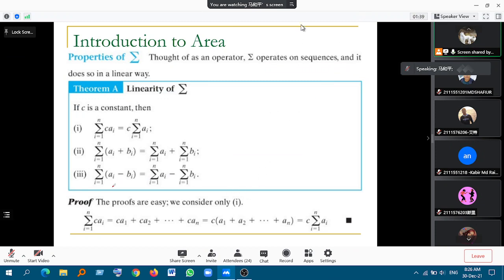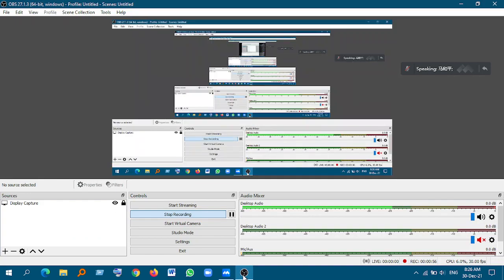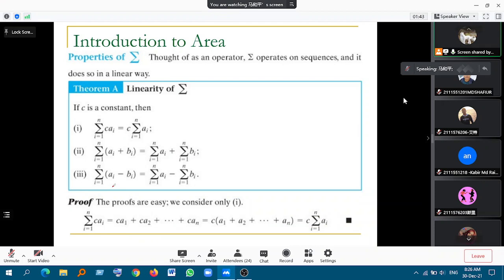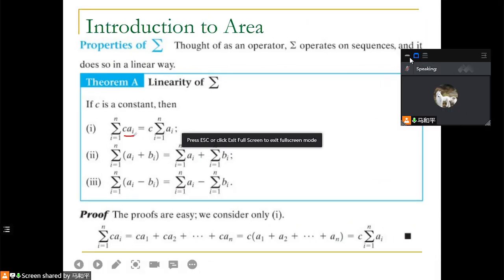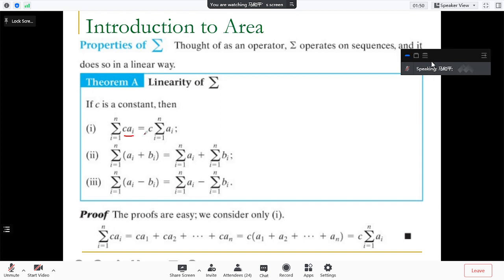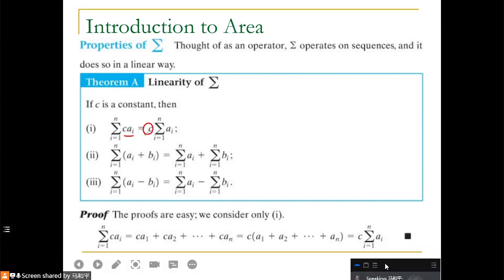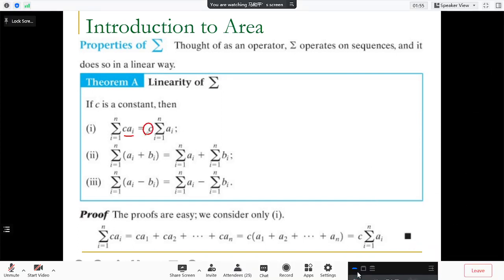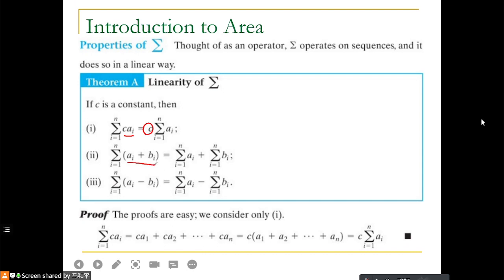Okay, linearity of sigma. c is a constant. Then c a_i, c is a constant, we can write c in the front here. Then sigma i start with 1 and end with n. This is a_i, and a_i plus b_i, we can write sigma a_i plus sigma b_i. And minus is the same.